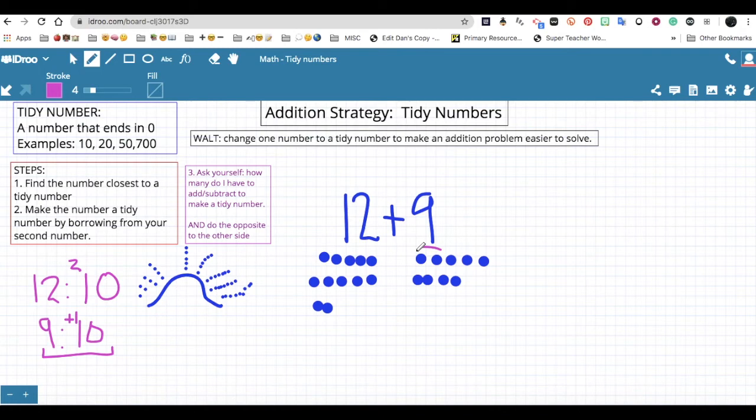Second step is to make the number a tidy number by borrowing from our second number. And to do that, we have to ask ourselves, how many do I have to add or subtract to make a tidy number? Okay, so I want you to pause the video and I want you to figure out what we have to do. And even better, if you can do the thing on the side to the 9 and also go ahead and do the thing to this on the 12. Okay, and then I'm going to show you afterwards. But pause the video, figure it out, and then I'll show you how to do it.